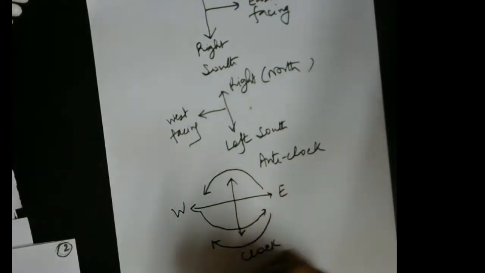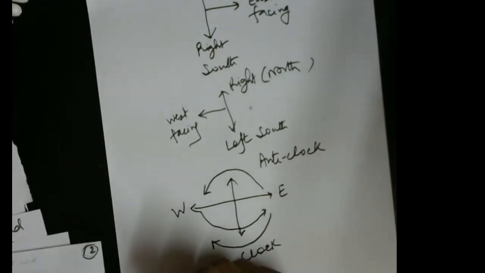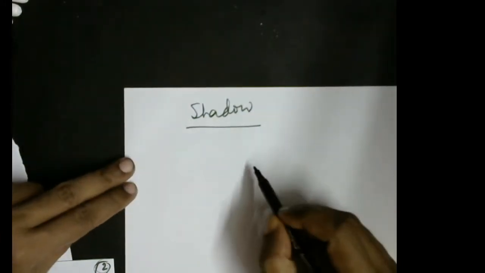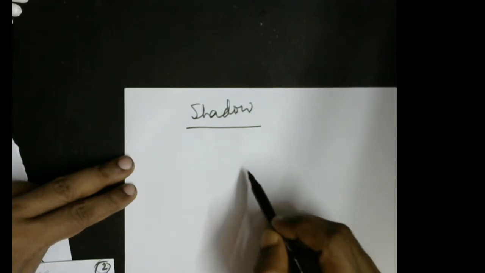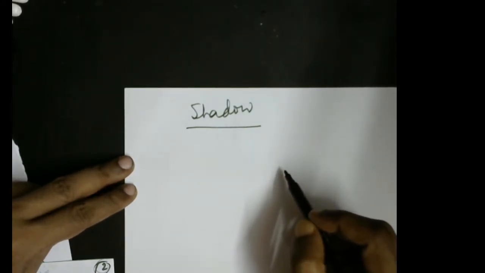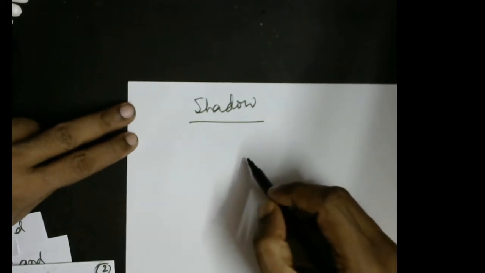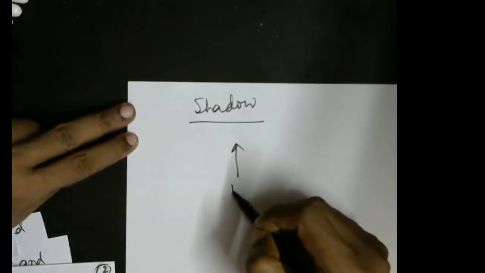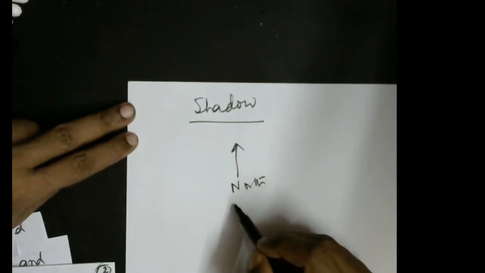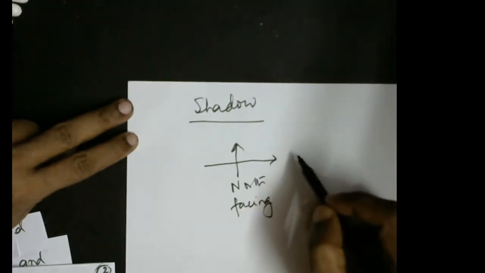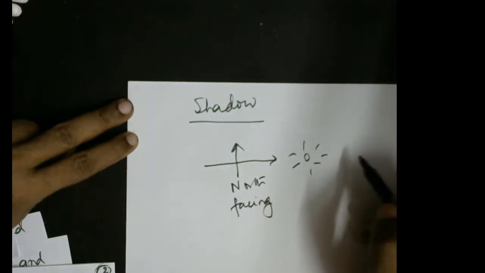Now, another important issue will be the shadow. Regarding the shadow, shadow means which side the shadow will be. If anybody is standing in the morning facing the sun, then his shadow will be towards west, because east and west shadow will be backward. But if a person is not facing the morning sun, this is morning time, so the sun will be on this side.